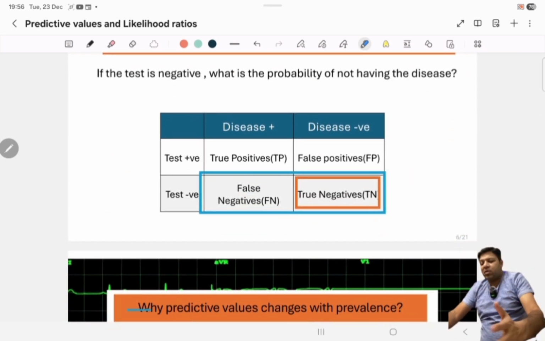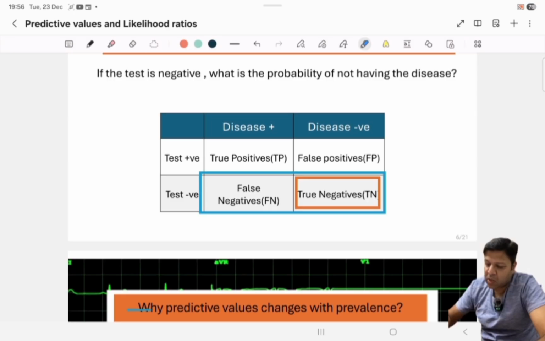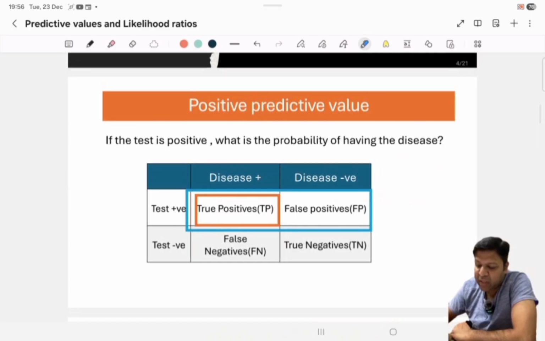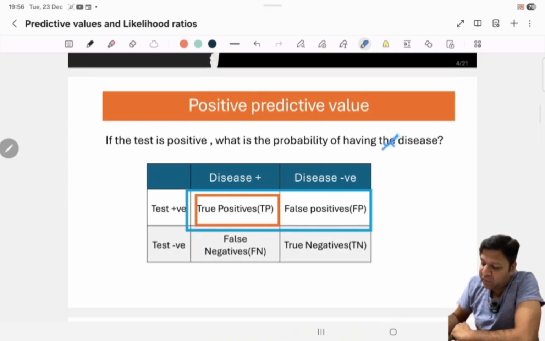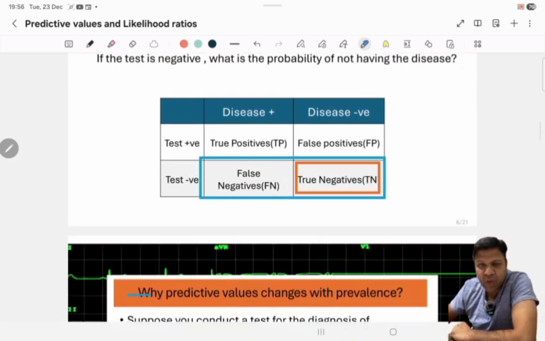So now the question is, why do positive predictive values or negative predictive values depend on prevalence? What is the question when we discuss the positive predictive value? It is: what is the probability of having the disease in a particular patient if the test is positive?